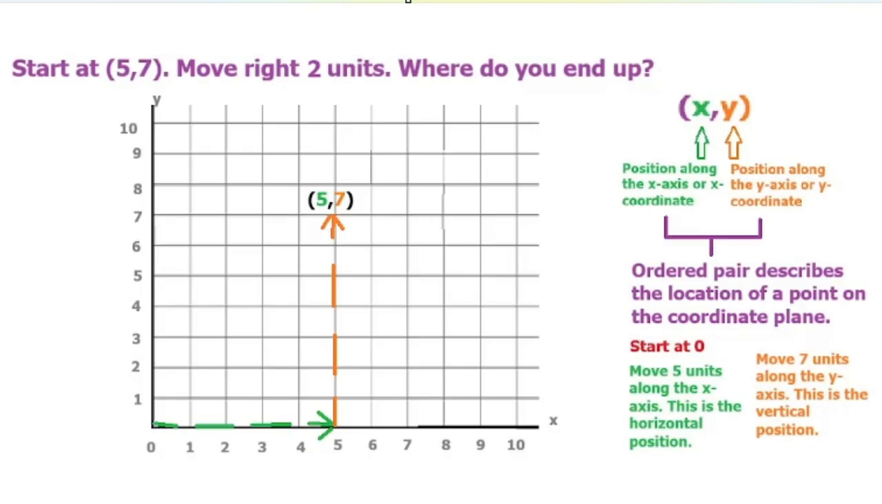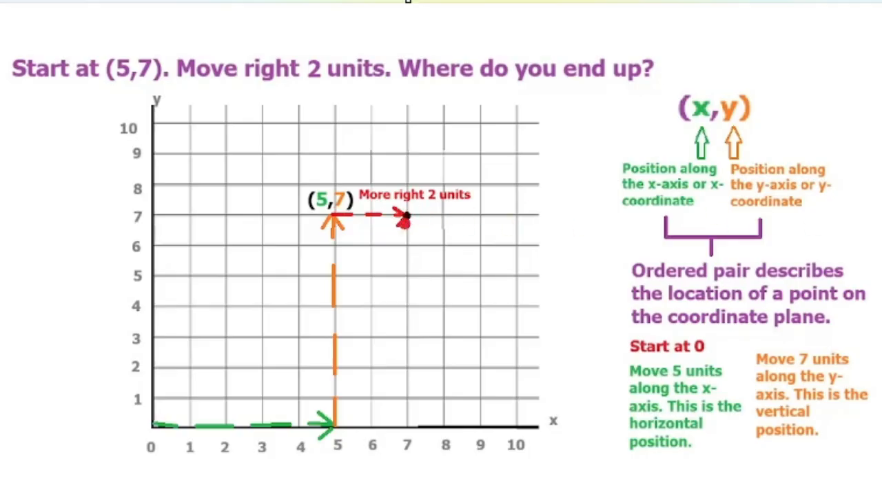Then you need to move right 2 units. So from here, you have to go this way 2 units, right? So let's show that with some arrows. So here, you move right 2 units and you end up here. So that's it. That's where you stop.